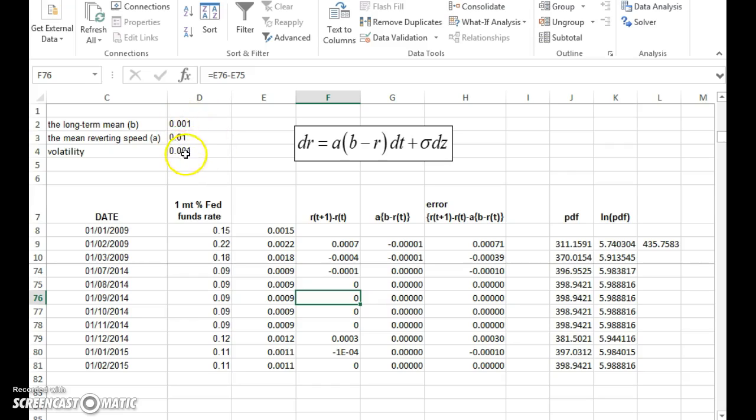We're going to try to predict these three trial values as accurately as possible. So we're going to predict our long-term mean, the speed of mean reversion, and volatility. This is the Vasicek model here. For the long-term mean interest rate, A here denotes the mean reversion, B is the long-term mean level, and r is the interest rate at any specific point in time.